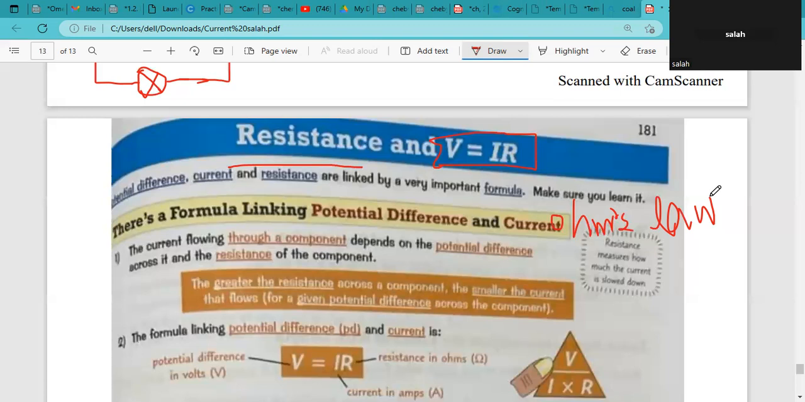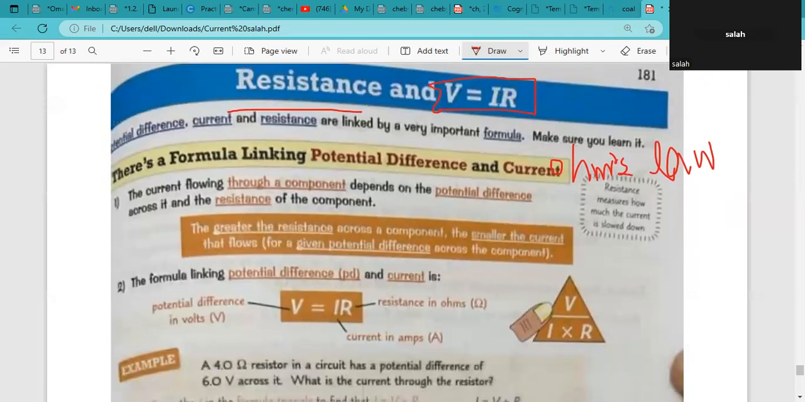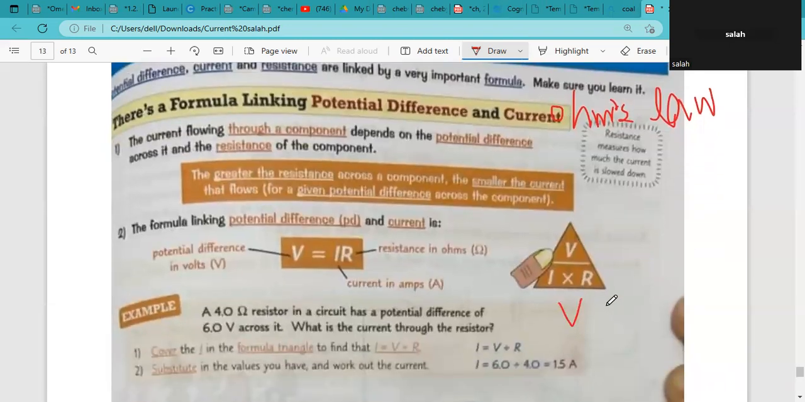Okay, Salah. So it depends on the situation we are dealing with. Now we are dealing with electric circuits. The potential difference is the voltage difference between two points. The current flowing through our components depends on it. So Ohm's law states that V is proportional to I.